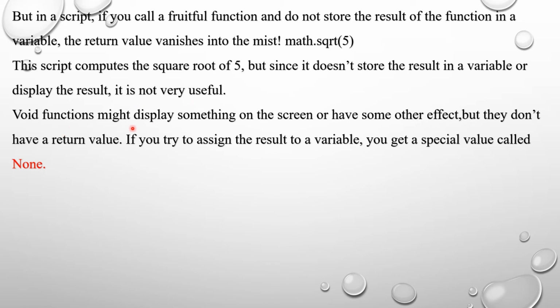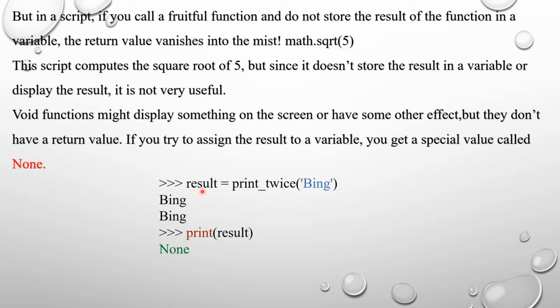The void function might display something on the screen or have some other effect, but it doesn't have a return value. If you try to assign the result to a variable, you get a special value called None. For example, result is the variable name, equal to print_twice('Bing'). Bing is the argument, so it's going to print Bing two times. Here, if you print result, it will give None.